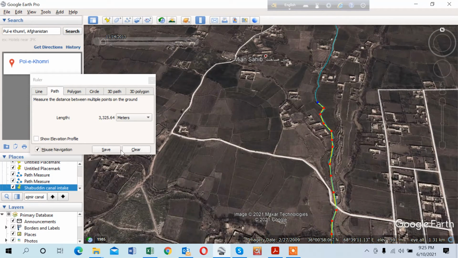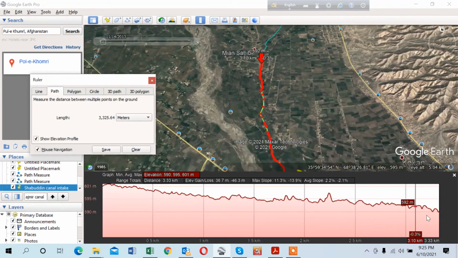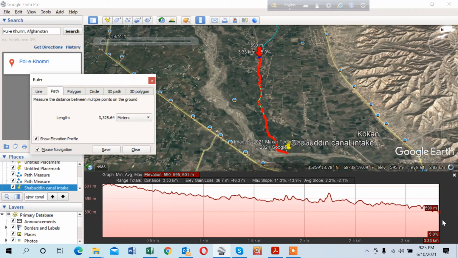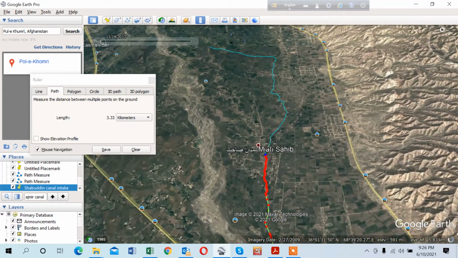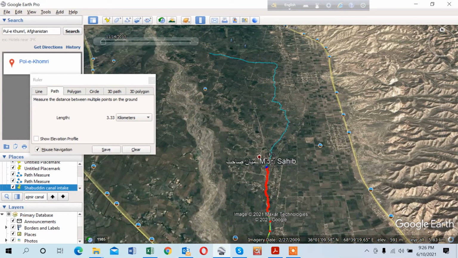So this way, now if you see the land level, you can see the land level is flowing through slowly toward down. I traveled around 3.33 kilometer, and it is 601 here, and the level is 590. So it is 11 meters in 3.3 kilometer. Quite good slope, I will say. So this way, if we move, then you can see that there is a general gradient over there.